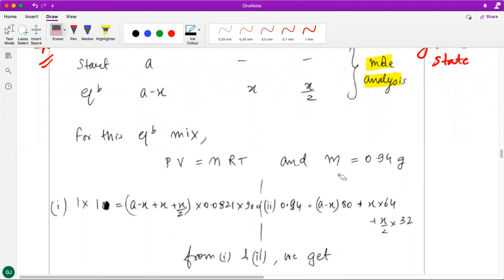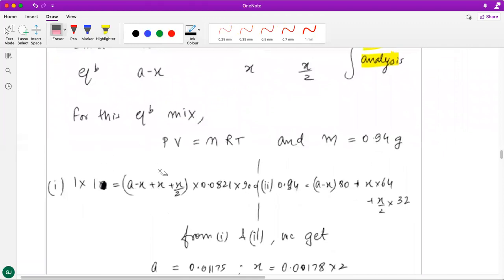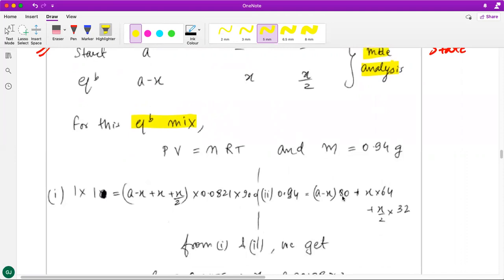One piece of information is given for the total mass, and the other is given for the pressure and temperature. So you apply PV = nRT as the first equation on the mixture. We are applying it on the mixture only, so total pressure, total moles taken into account. You get one equation in terms of A and X, and total mass will be the mass of each gas combined: moles into molecular weight, moles into molecular weight, moles into molecular weight. Adding all three, it should come out to be 0.94.